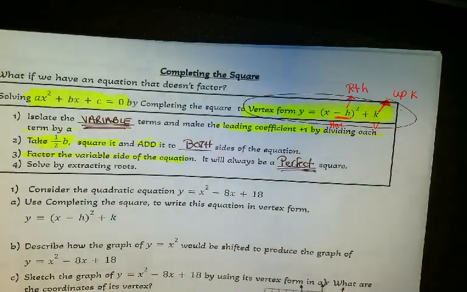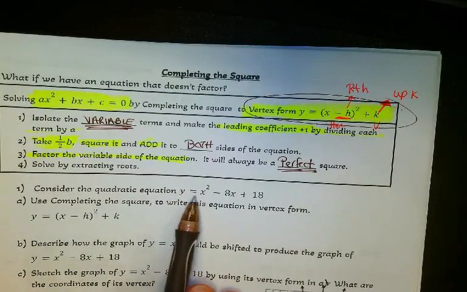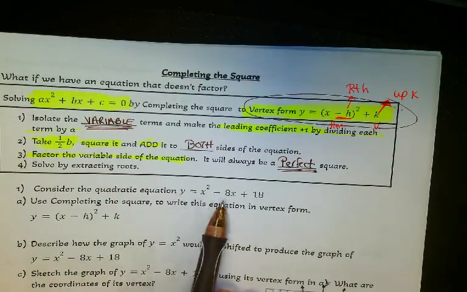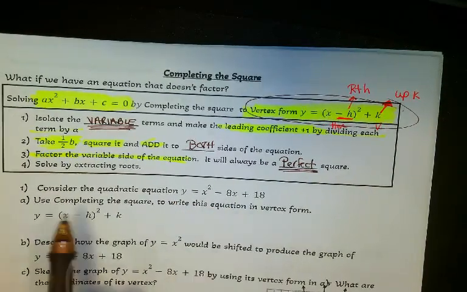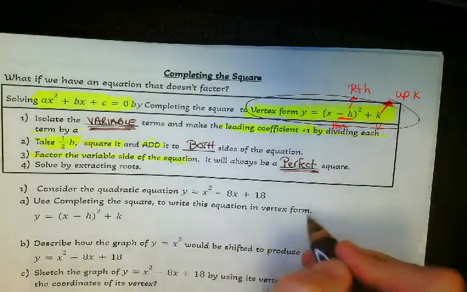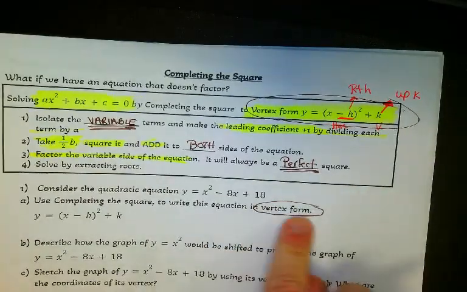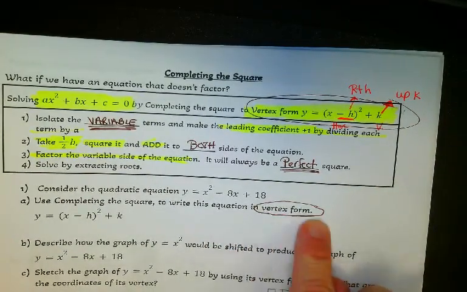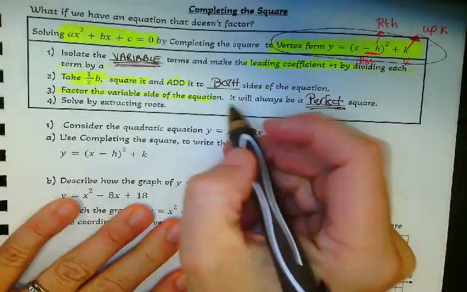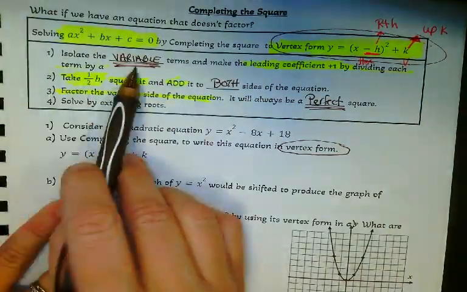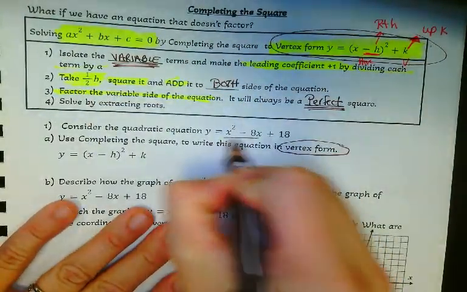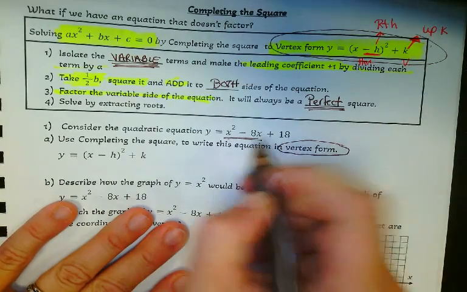All right, so let's take a look at this first example. It says, consider this quadratic, x squared minus 8x plus 18. Use completing the square to write in vertex form. So they are specifically asking for it to be in vertex form. Okay, so we're going to go through these steps. We want to isolate the variable terms. So we want to keep these variables on one side and move the 18 to the other.